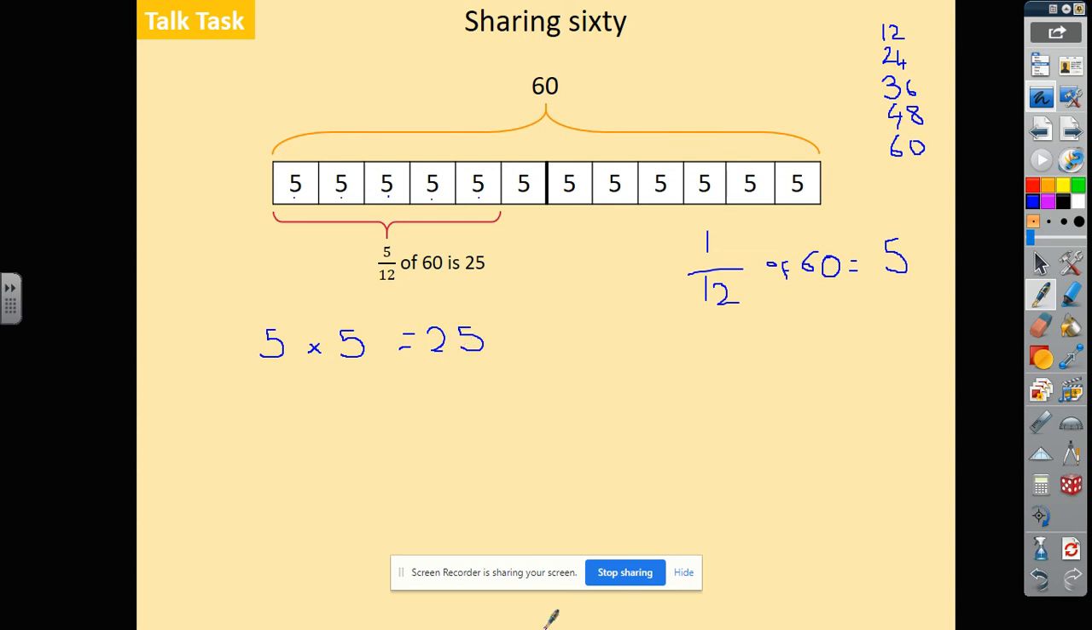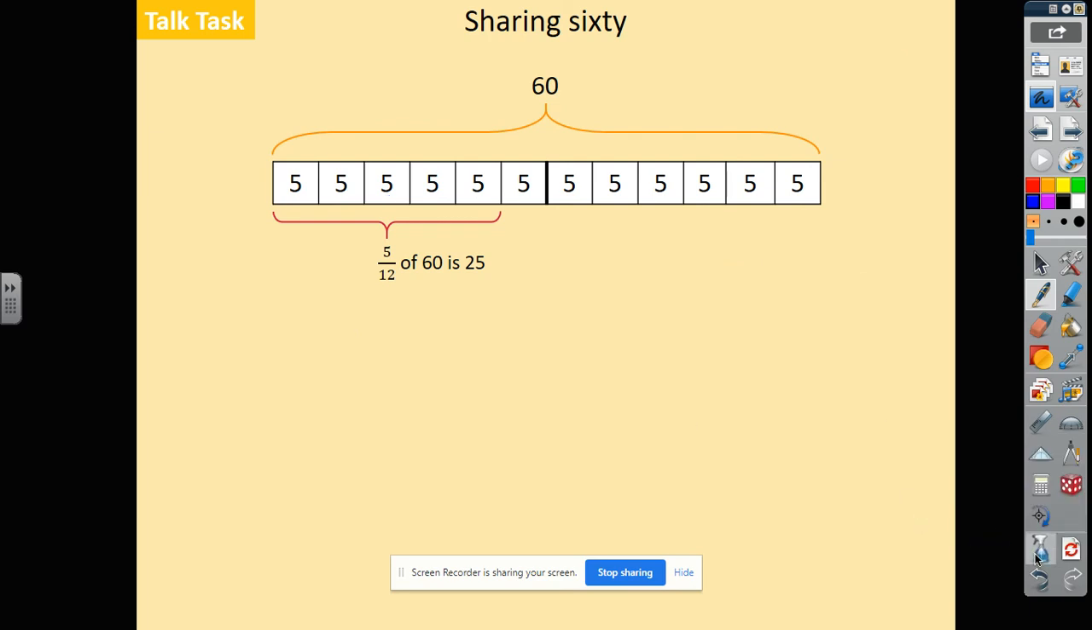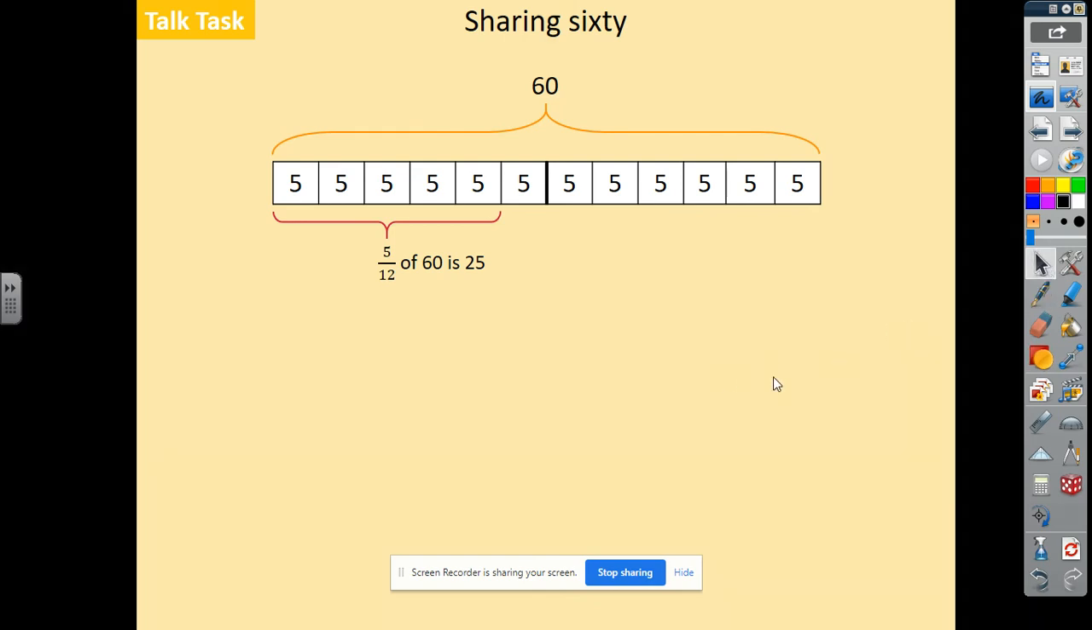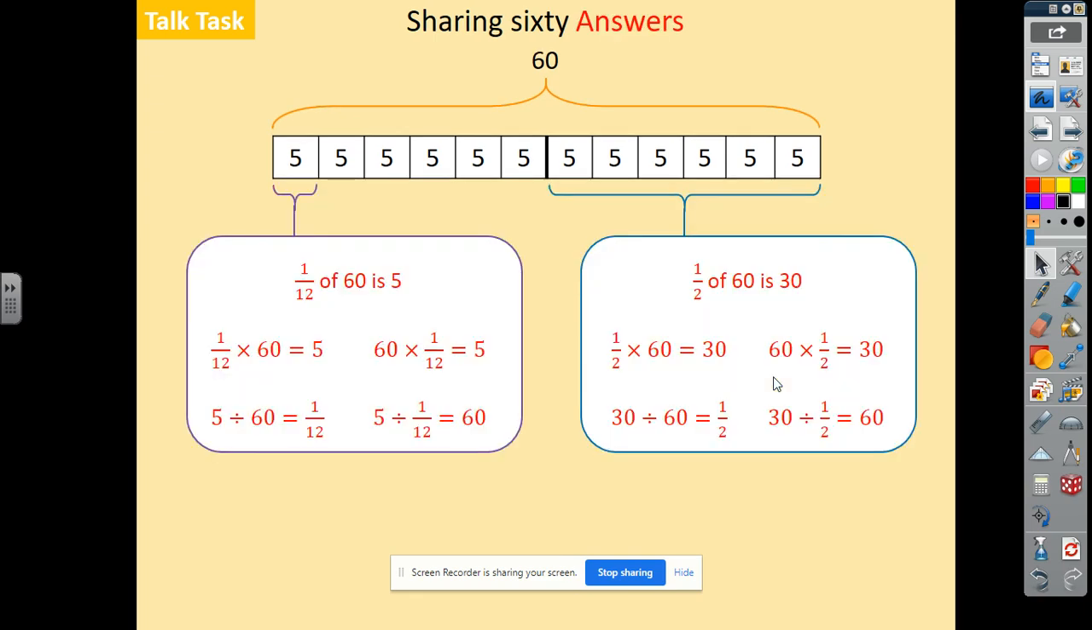So what else can you see from this picture? What other calculations can you see from this diagram? Quickly pause the video and see how many different ones you could find. Okay, so you should have paused the video and had a go, see what you could come up with. There are quite a few different ones, but I'm just going to give you a couple of examples.